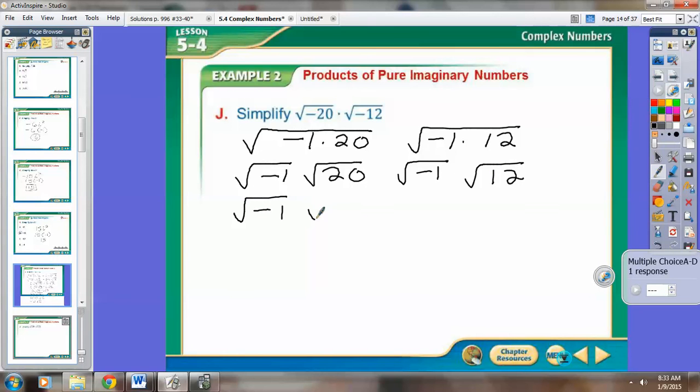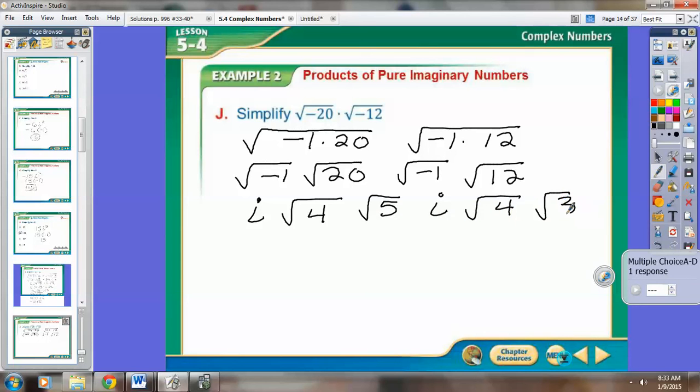I'm going to use my product property once again here. I'm going to change these square root of negative 1s, make those i's. And the square root of 20 can be broken down into the square root of 4 times the square root of 5. And 12 can be broken down into the square root of 4 and the square root of 3. Let's simplify here. I have square root of 4, which is 2, so 2i square root of 5. Square root of 4 here is 2, so I have 2i square root of 3.